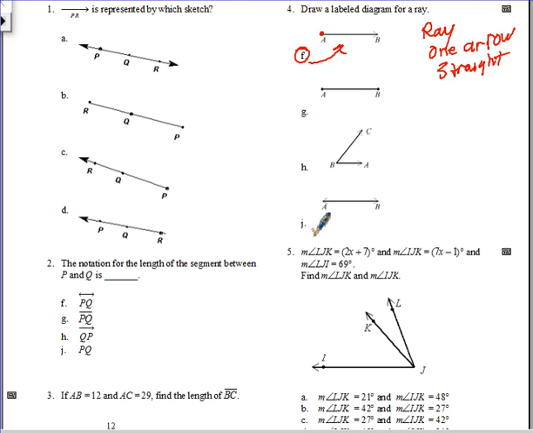Number five. We know that angle LJK is equal to 2x plus 7. We know that IJK is equal to 7x minus 1. And we know that the whole angle itself is equal to 69. So it says that we need to find the measure of this angle and this angle. So we basically need to solve for x, and we need to plug x back in. So I'm going to say solve for x, plug back in.